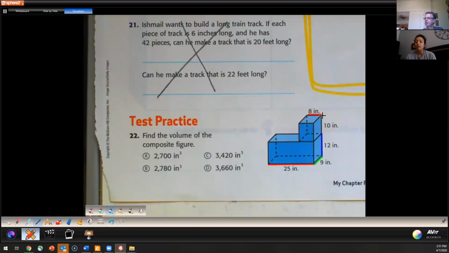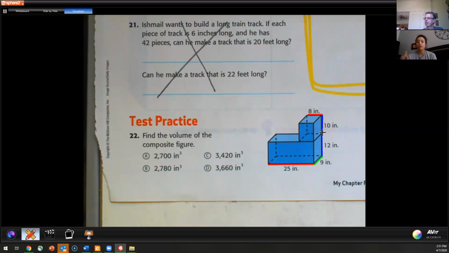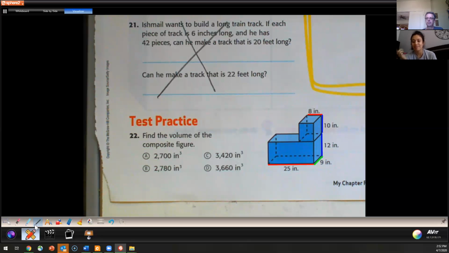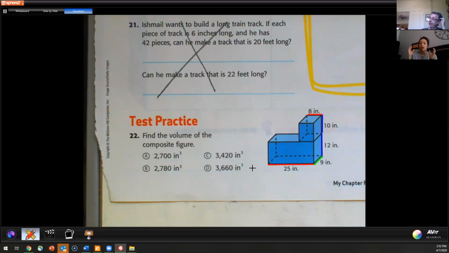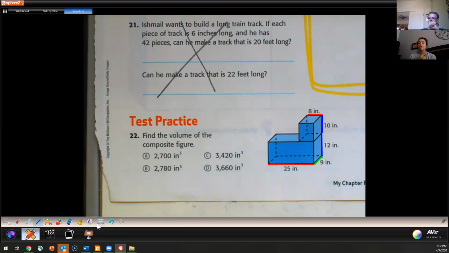And then you're going to also find the volume for your top cube right there. Or technically that one's not a cube, but it's a rectangle, another rectangular prism. So you're going to be multiplying your length times your width times your height on this one as well. So make sure that you guys find the volume of both of those shapes, and then you add those two volumes together. And then you guys should be able to find your answer between A, B, C, or D. So that concludes the lesson.